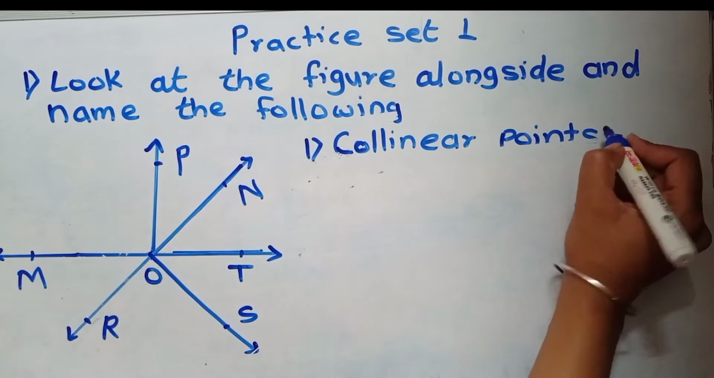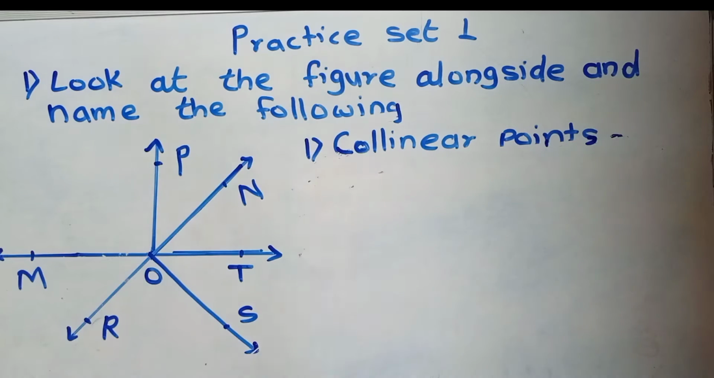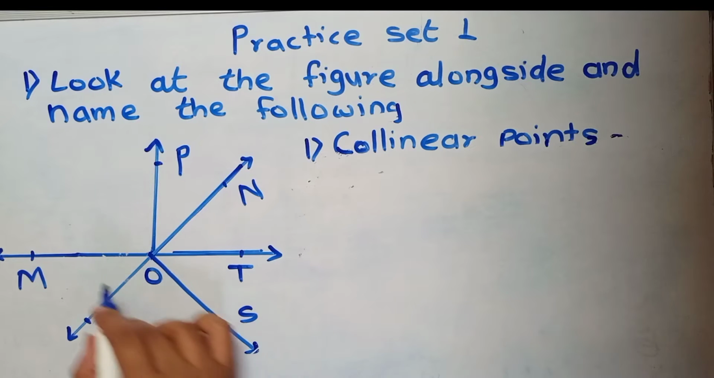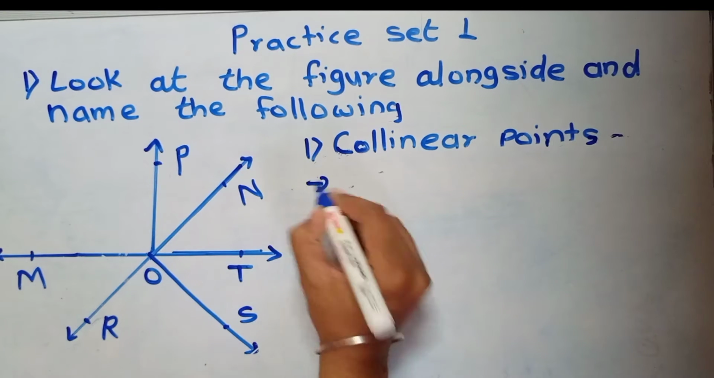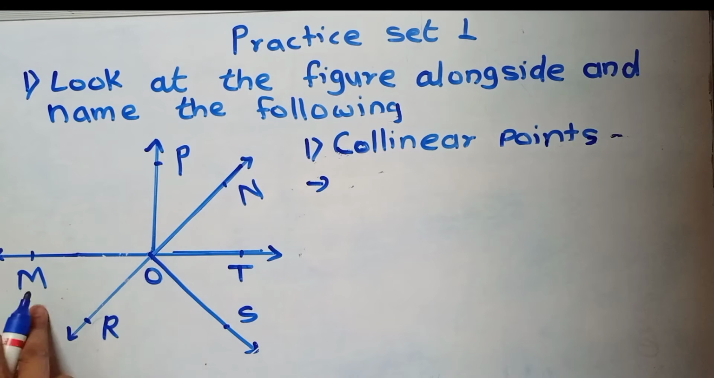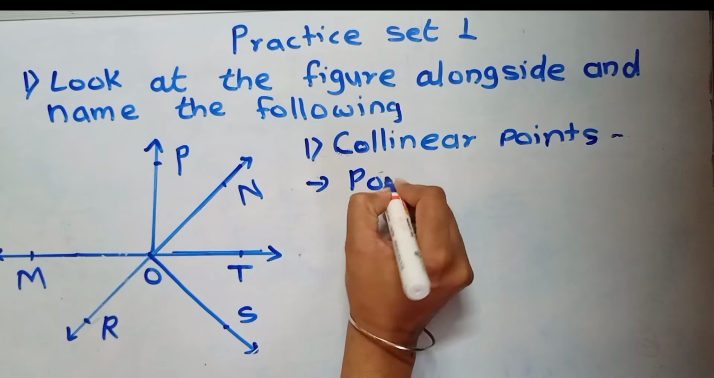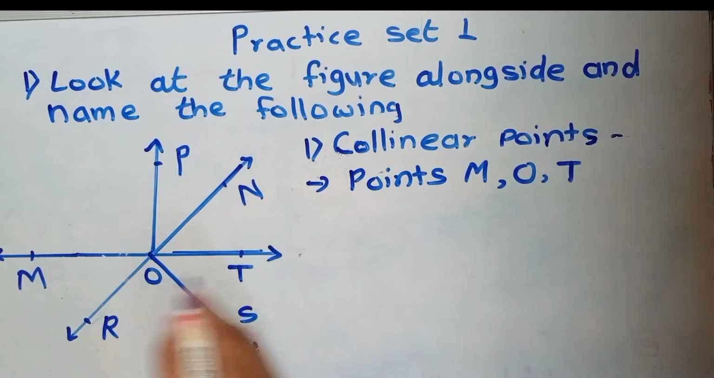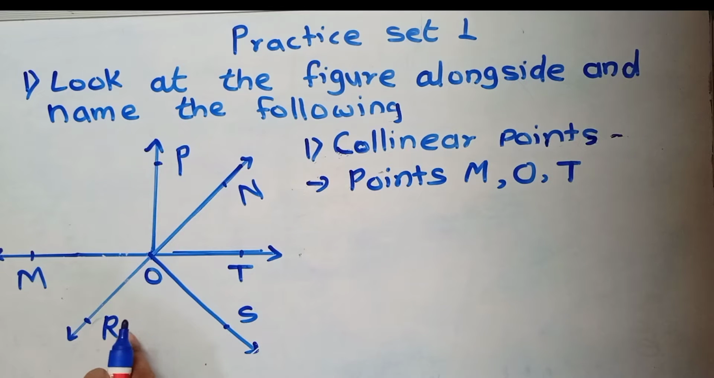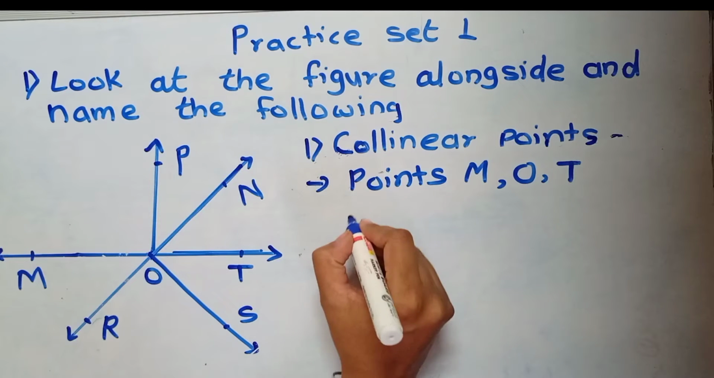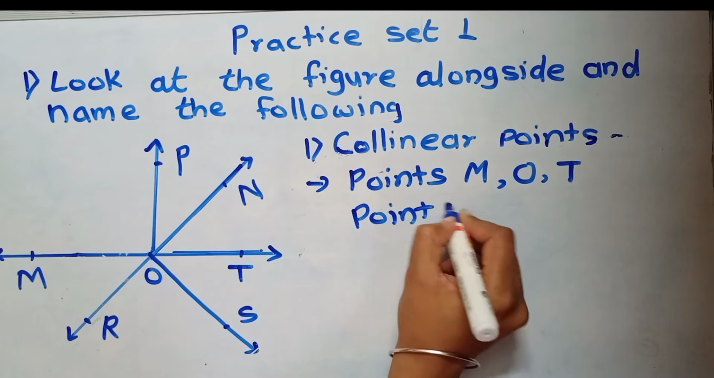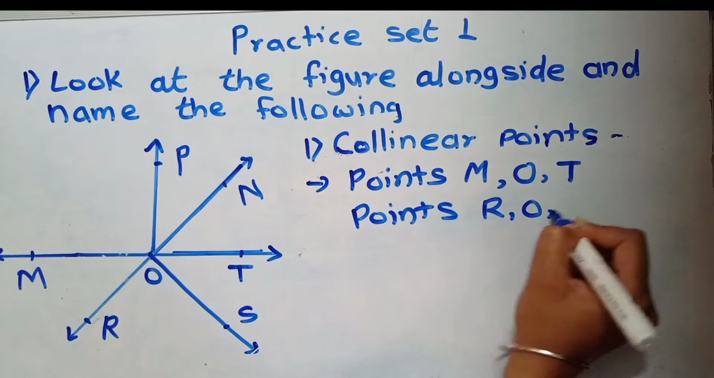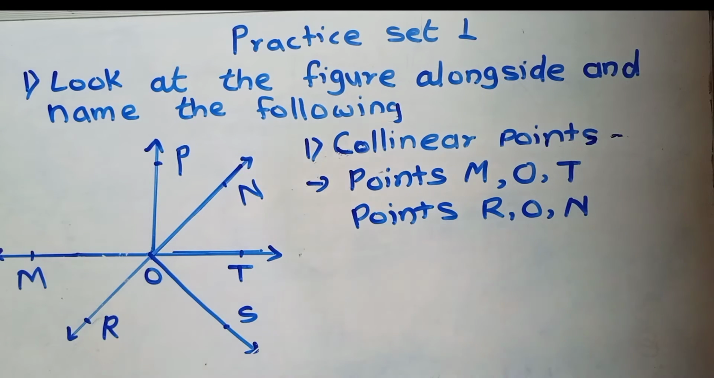First is collinear points. You know that collinear points means 3 or more points which lie on a single straight line. So write which points lie on a single line. Points M, O, T. So write down points M, O, T are the collinear points. Also you have to see points R, O and N lie on a single straight line. So points R, O, N are the collinear points.